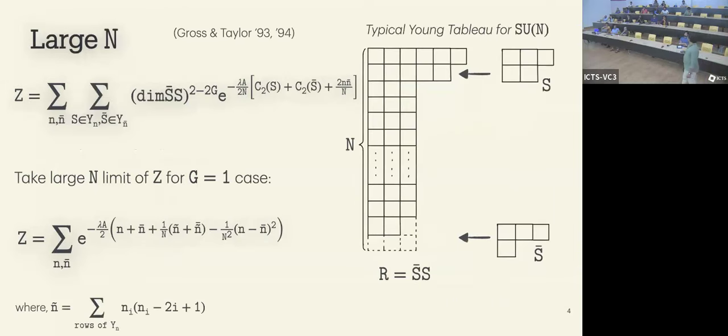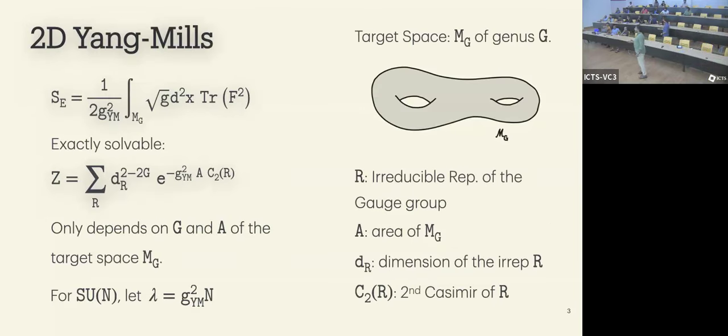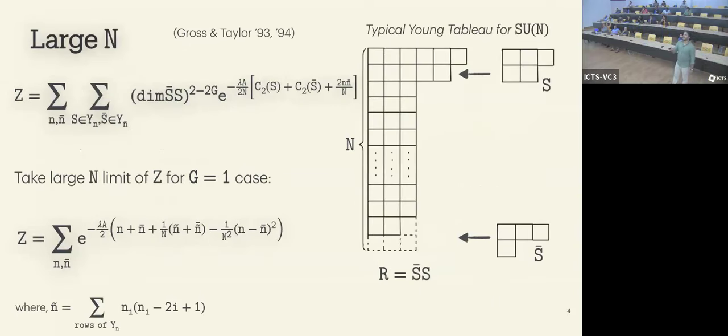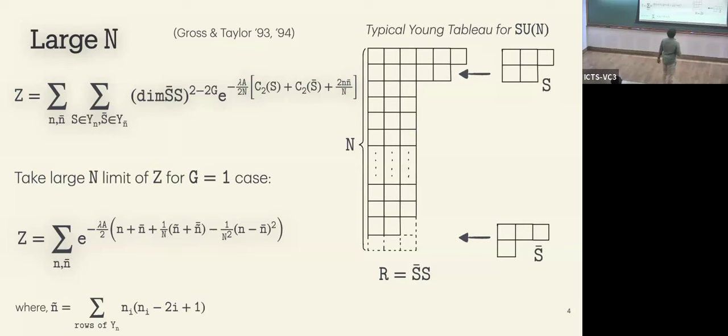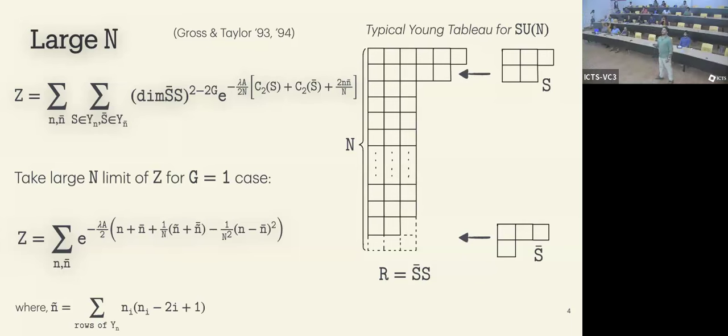Now we take the large N limit of that expression, the partition function. Yes, d_R, right? d_R is the dimension of the irreps. It's okay. So we will take this and do a large N expansion. It's due to Gross and Taylor. It's a very old paper. So what are the diagrams which contribute at the leading order in N? And so this is the typical Young tableau which contributes at the leading order in capital N.